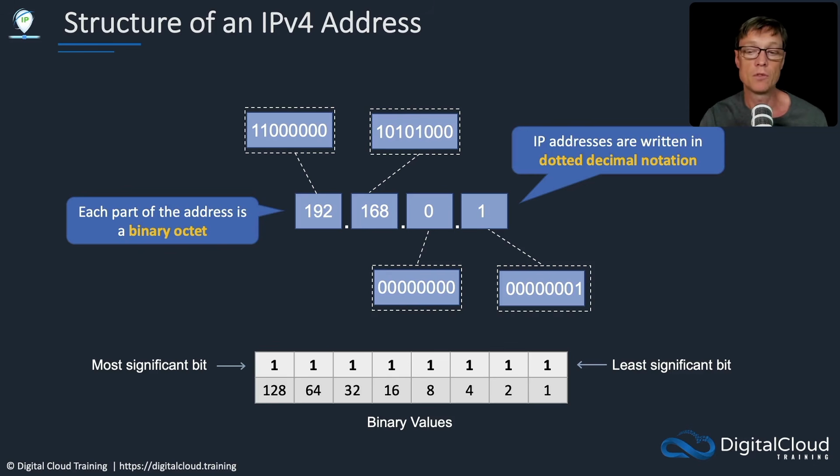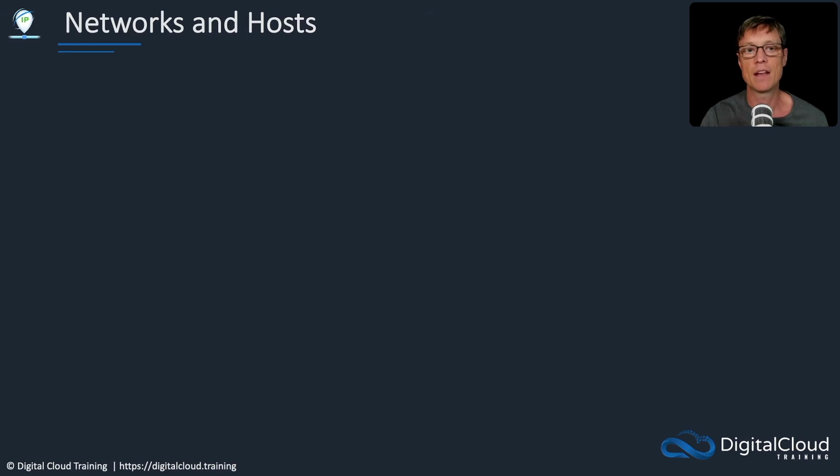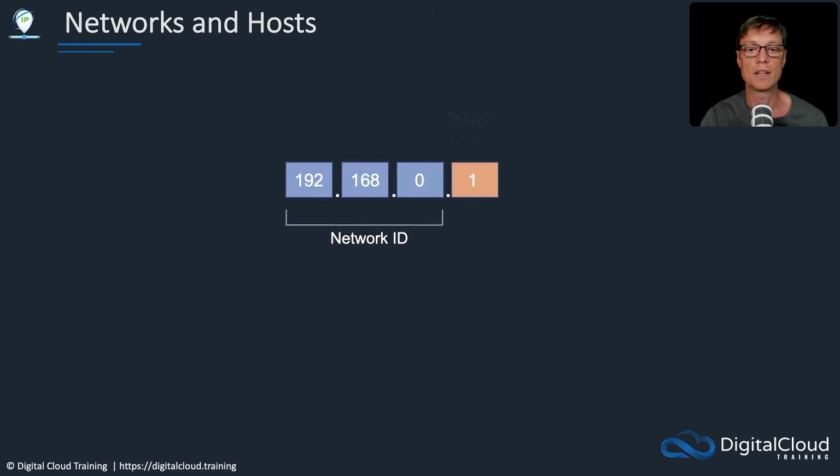The reason it's important to understand this binary is when we get to subnetting with variable length subnet masks. That's coming shortly. So firstly, let's understand the network and host portions of an IP address. Every IP address has a network ID and a host ID. The 3 blue boxes on the left here represent the network ID. This value will be the same for every computer on this network. The host ID will be unique for every computer on this network.